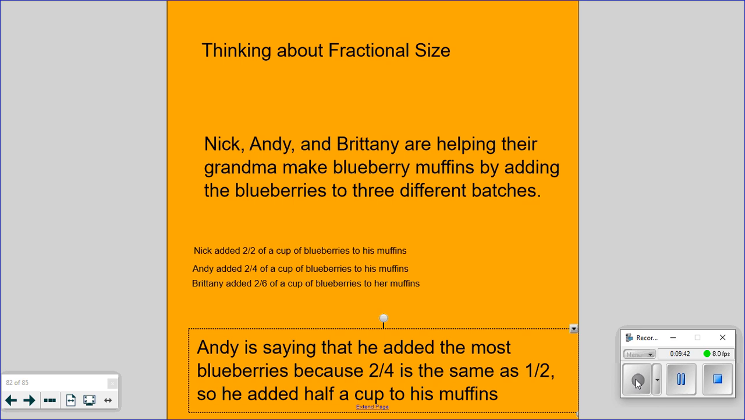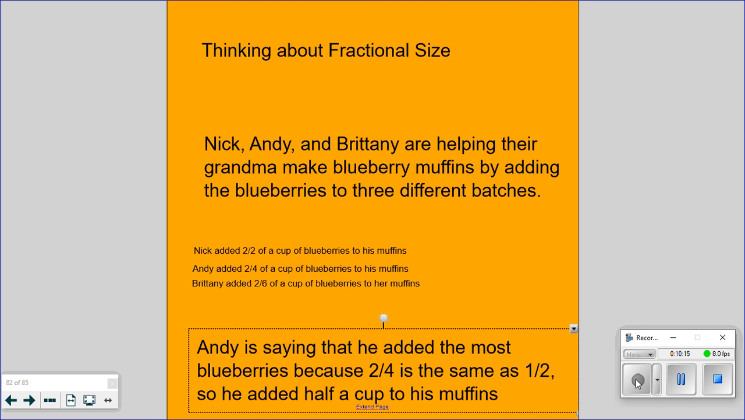So Jordan is saying that Andy's not wrong about having 1 half. And just like Avery told us, we can prove it by using a model. This is a model. I'm going to get my 2 fourths out, and I'm going to see, do they take up the same amount of space as 1/2? Do they? Yeah, so he's right there. 2/4 is worth 1/2. But did he add the most blueberries to his muffin?